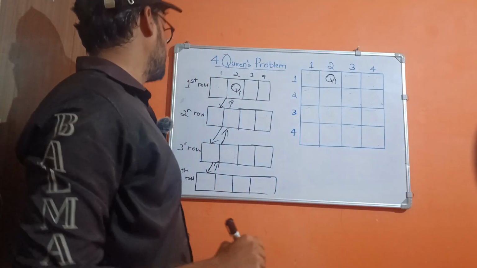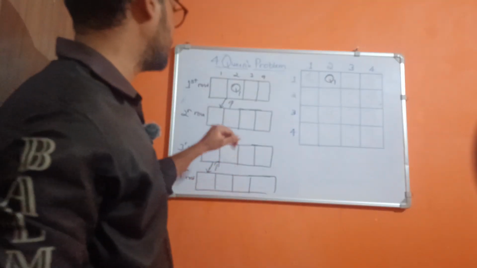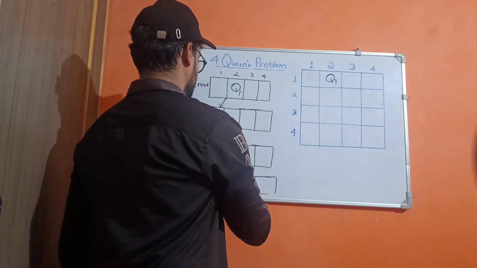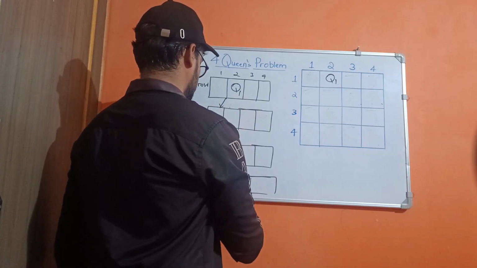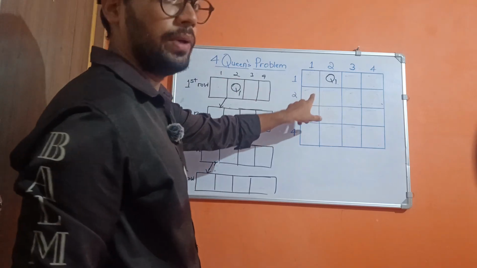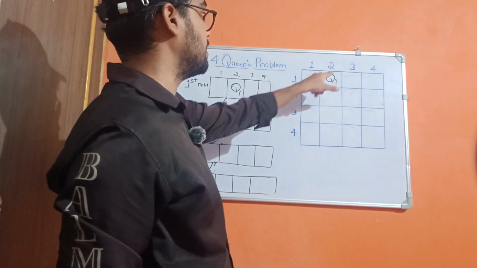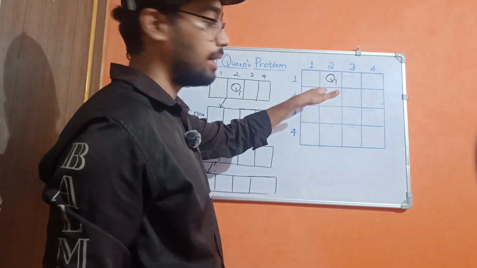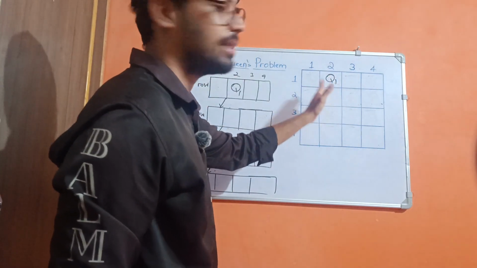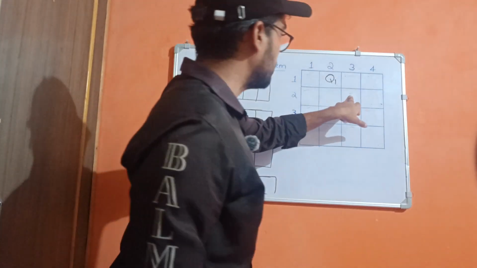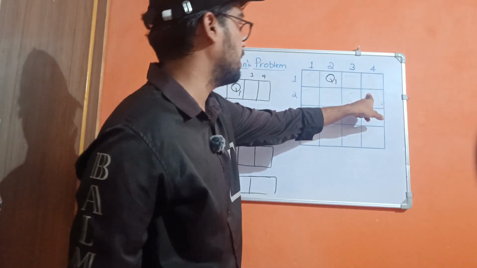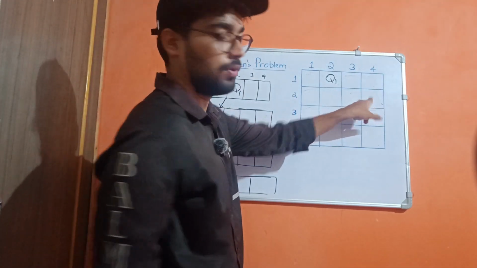Next it's time for queen 2. I will check. Can I place queen 2 here? No, it is not possible, as it's going to attack diagonally. It is also not possible here because it would be in the same column. It is also not possible because of the diagonal. But I can place queen 2 here, queen 2 in (2, 4).